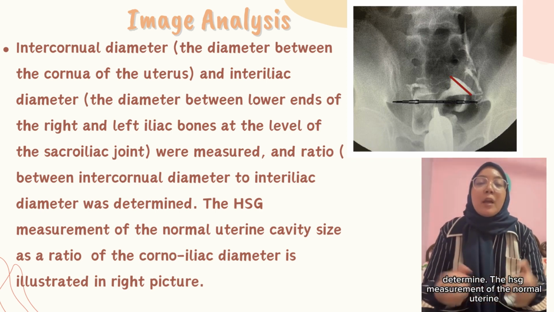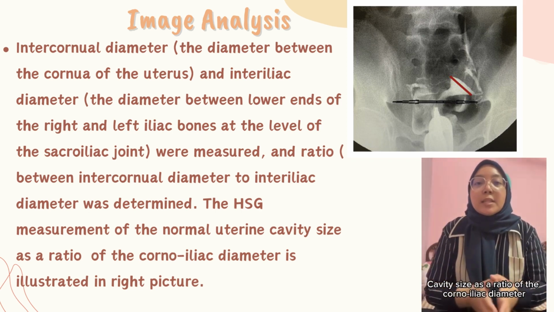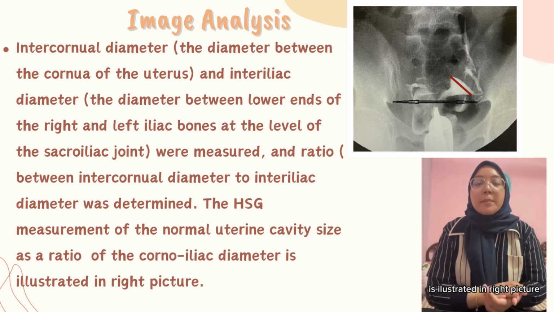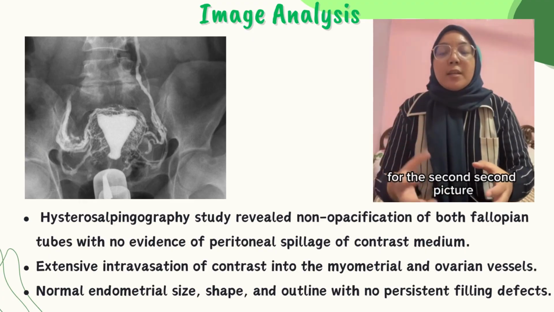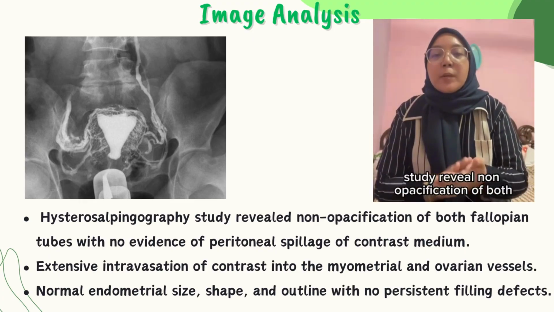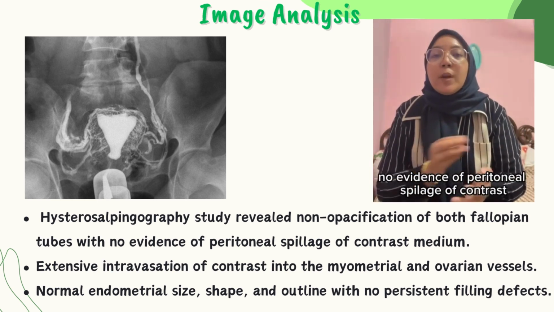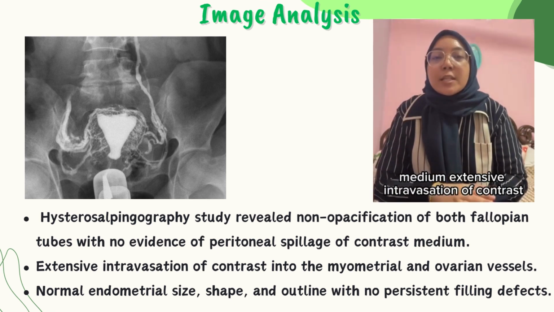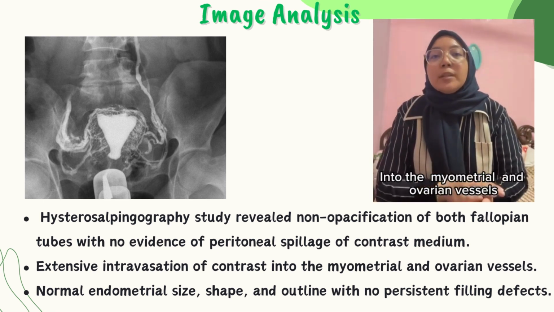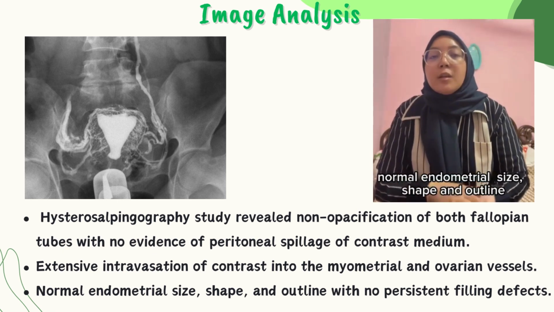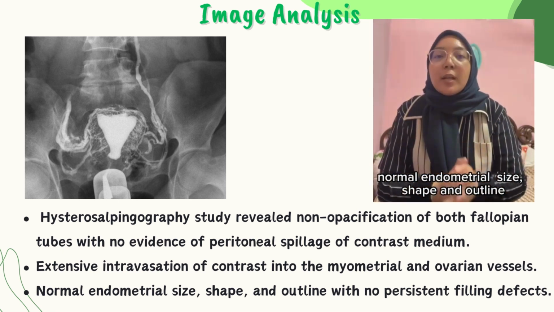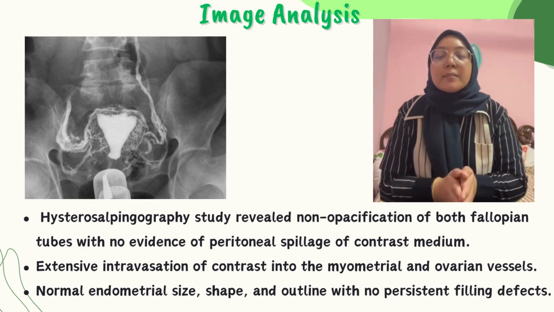The HSG measurement of the normal uterine cavity size as a ratio of the cornuo-iliac diameter is illustrated in the right picture. For the second picture, the hysterosalpingography study revealed non-opacification of both fallopian tubes with no evidence of peritoneal spillage of contrast medium, extensive intravasation of contrast into the myometrial and ovarian vessels, and normal endometrial size, shape and outline with no persistent filling defect.